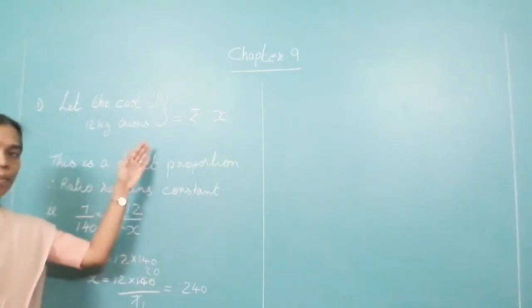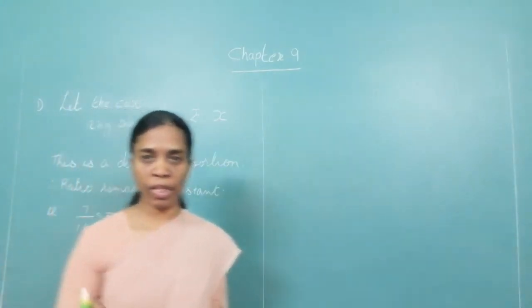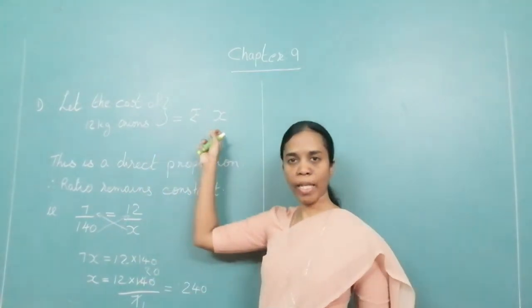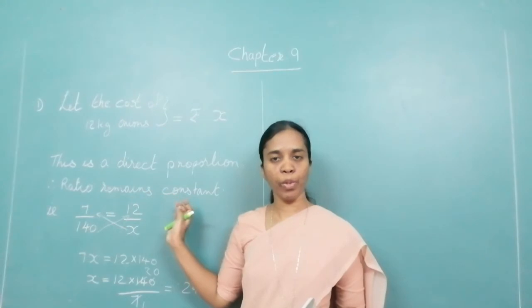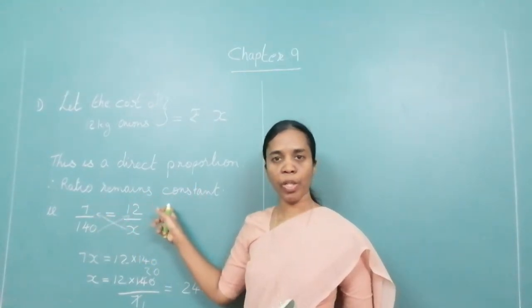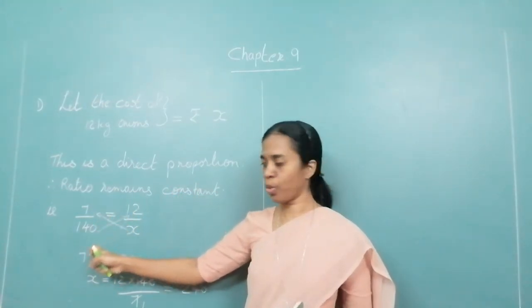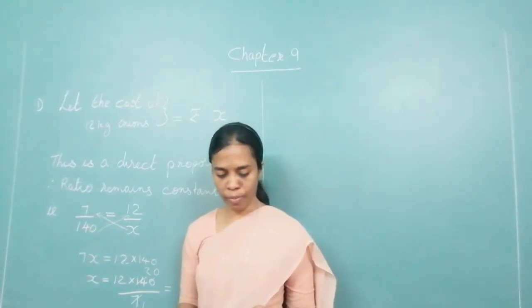Okay. Steps are same for all the questions. First, whatever has been asked to you, consider that as x. Second, write whether this is a direct proportion. Third, if it is a direct proportion, ratio remains constant. Therefore, next step, write the ratio, find the value of the x. Let us look at the second question.